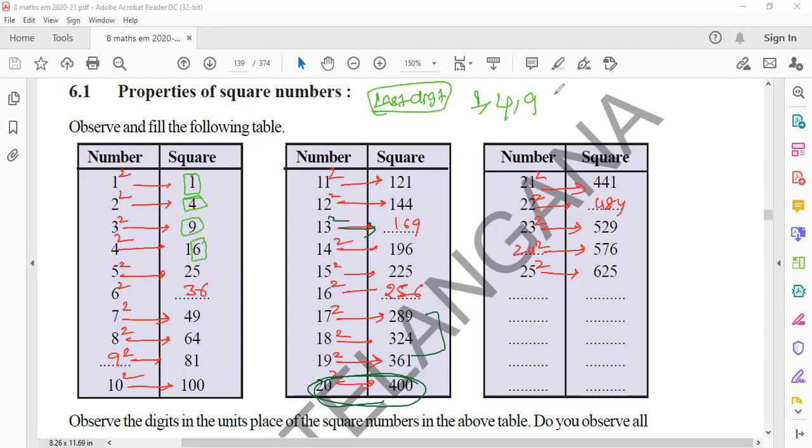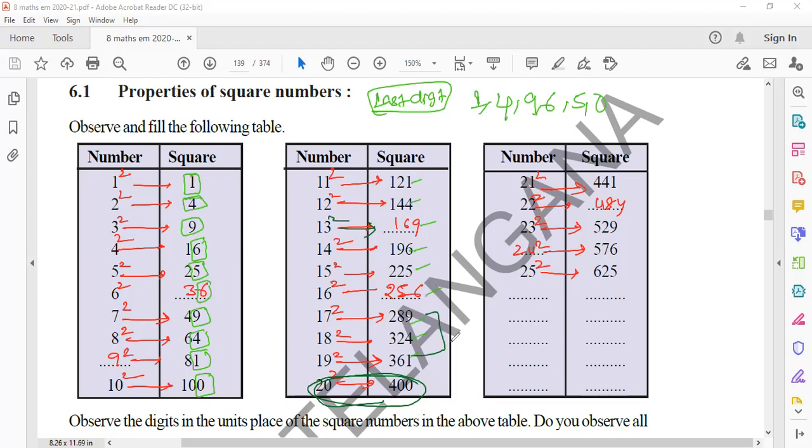So 6. What is the next? It is 5. Next what? 6, it is already there, no need to write it. Next it is 9, already written, no need to copy. Next 4, already written. 1, already written. 0, already written. Is there any other thing? No. 1, 4, 6, 9, 6, 2, 5, 6, 8, 9, 4, 1, 0.